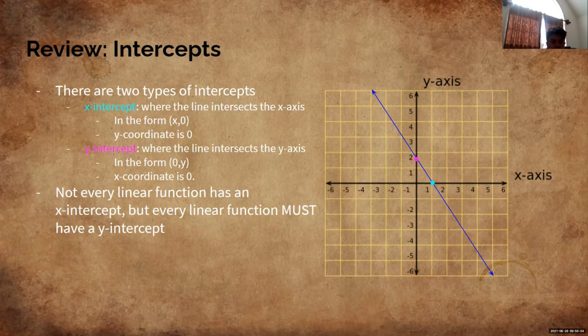Not every linear function has an x-intercept, but every linear function must have a y-intercept. That's simply because vertical lines don't count as functions, remember, because of the vertical line test. So vertical lines do not count as linear functions. So every linear function has to have a y-intercept, but it does not have to have an x-intercept. I think that's all we have to review on intercepts.